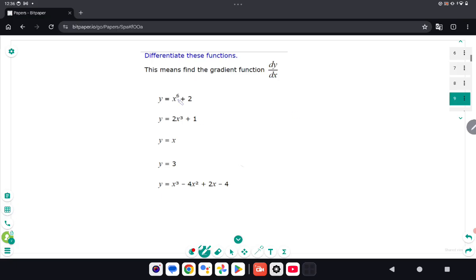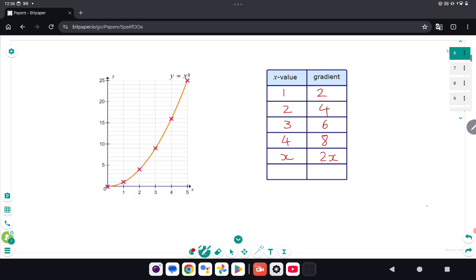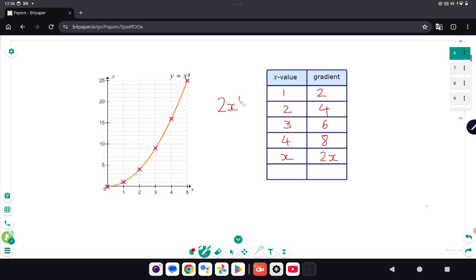So for the first one, x to the power 6 plus 2. I might just go back to my graph, y equals x squared. We discovered the gradient function here was 2x. Well, the power is 2, isn't it? If we multiply by the power and take 1 off the power, we do get 2x to the power 1.